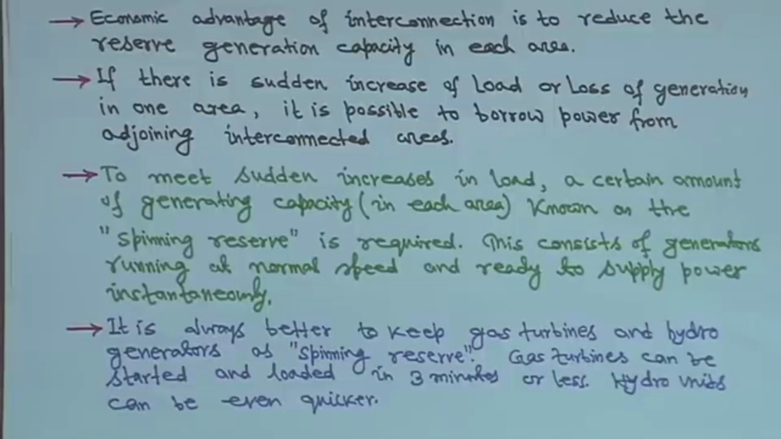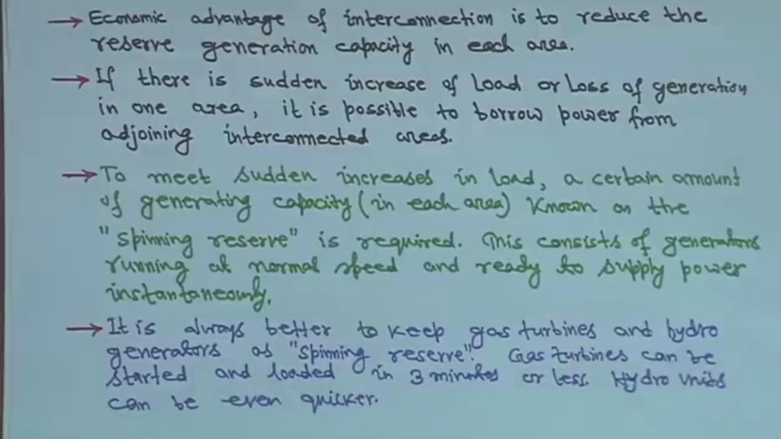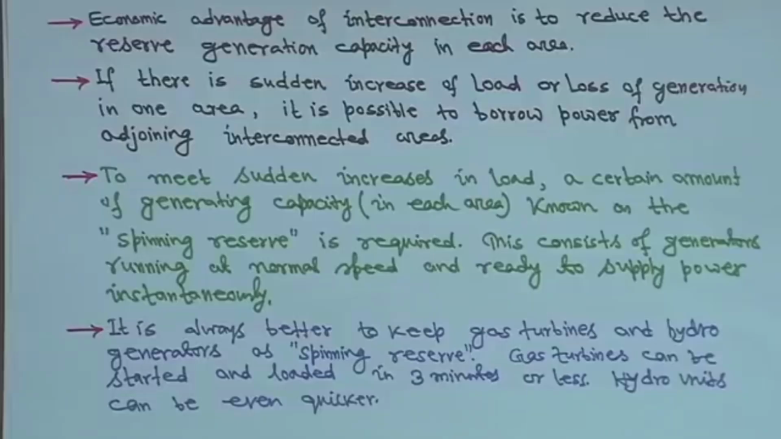For example, it is always better to keep gas turbine and hydro generators as spinning reserve. The reason is gas turbines can be started and loaded in just 3 minutes or less, because they can generate power very quickly, and hydro units can be even quicker. So these two power generating units will be very useful as a spinning reserve.